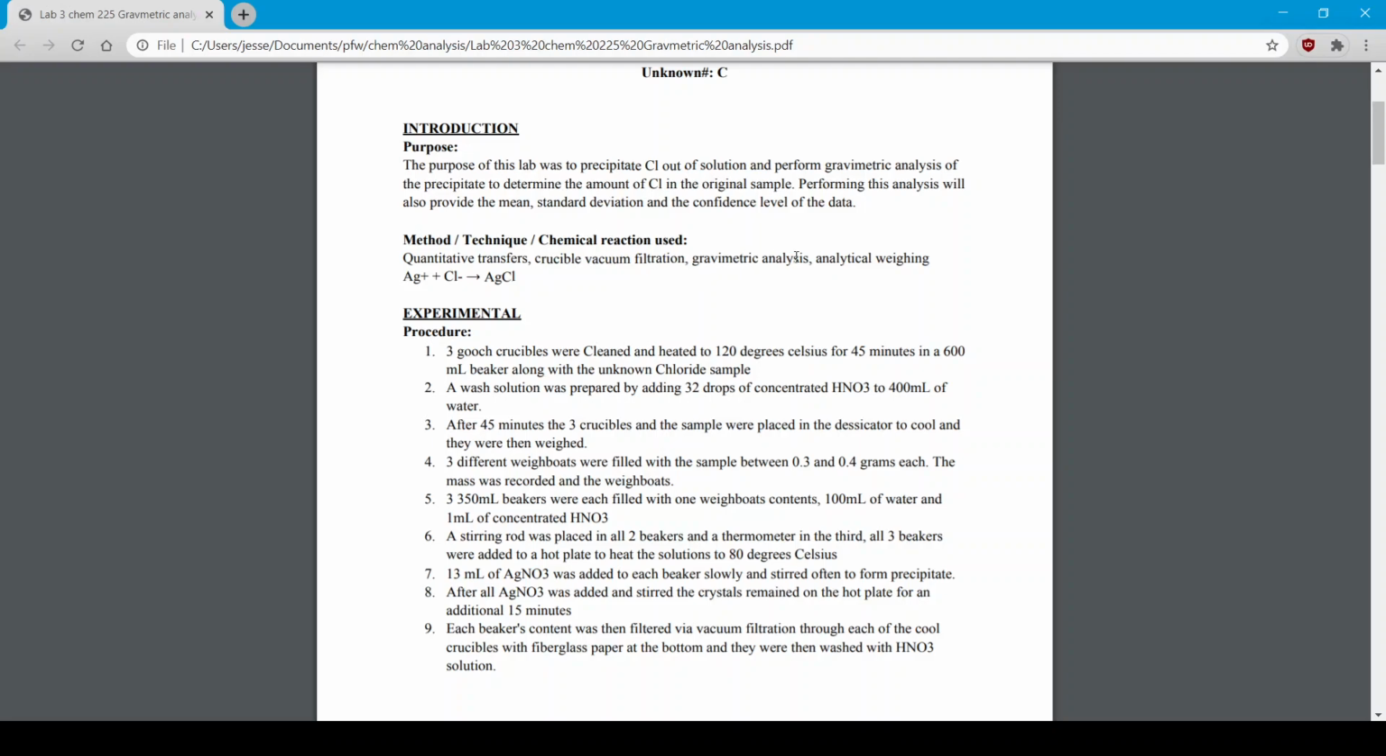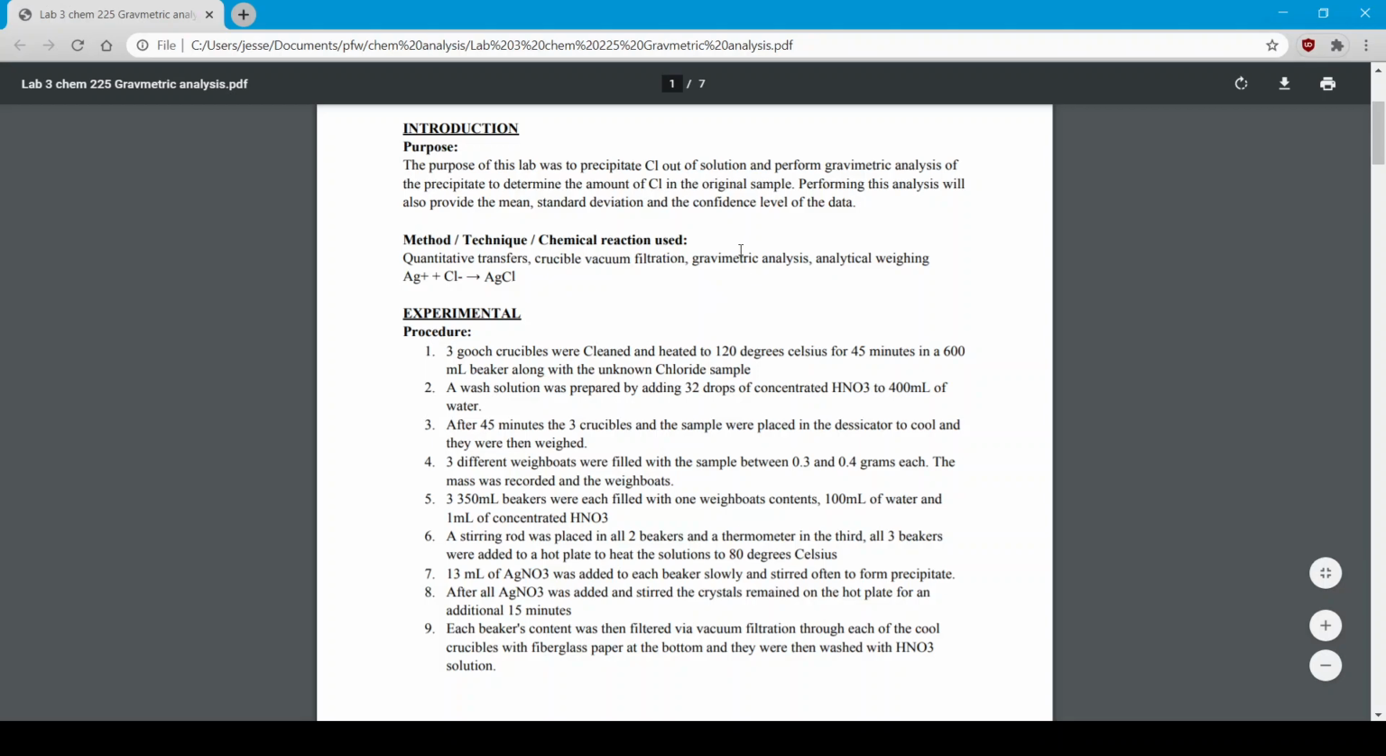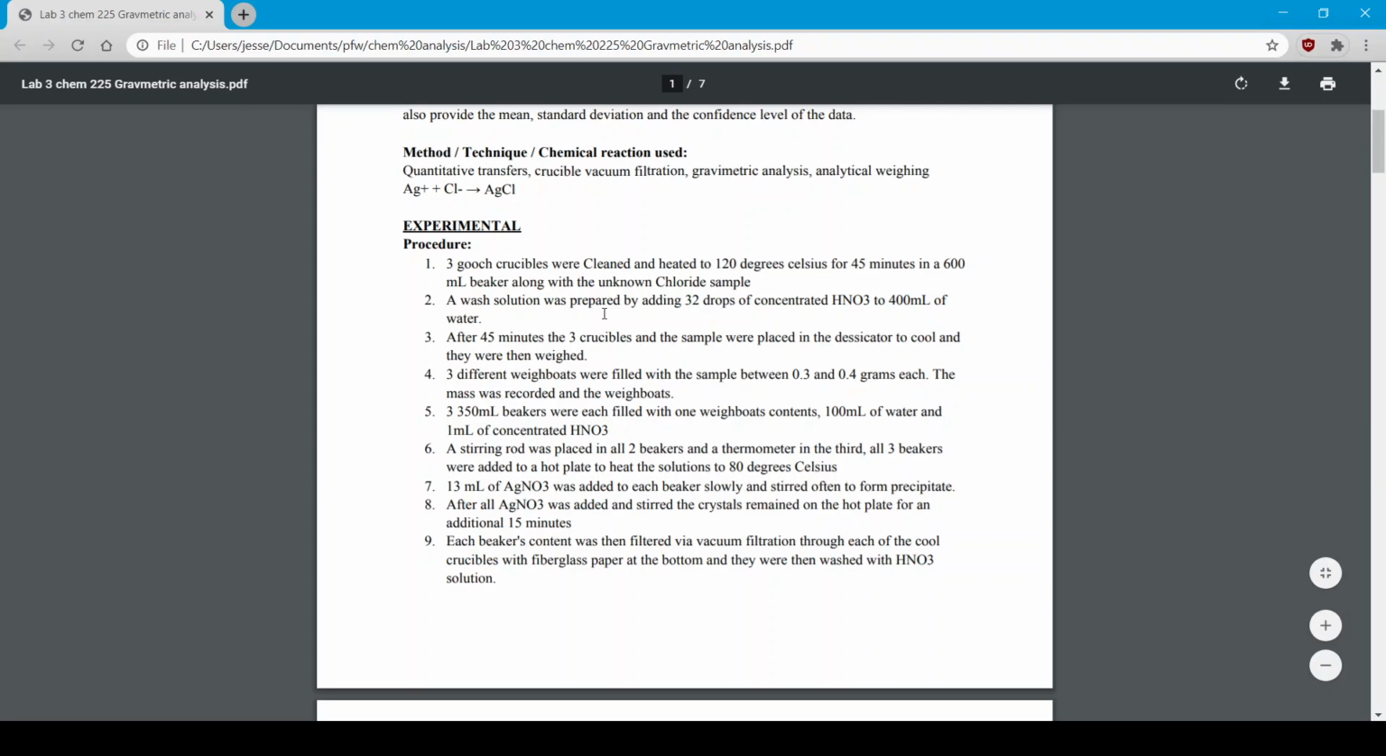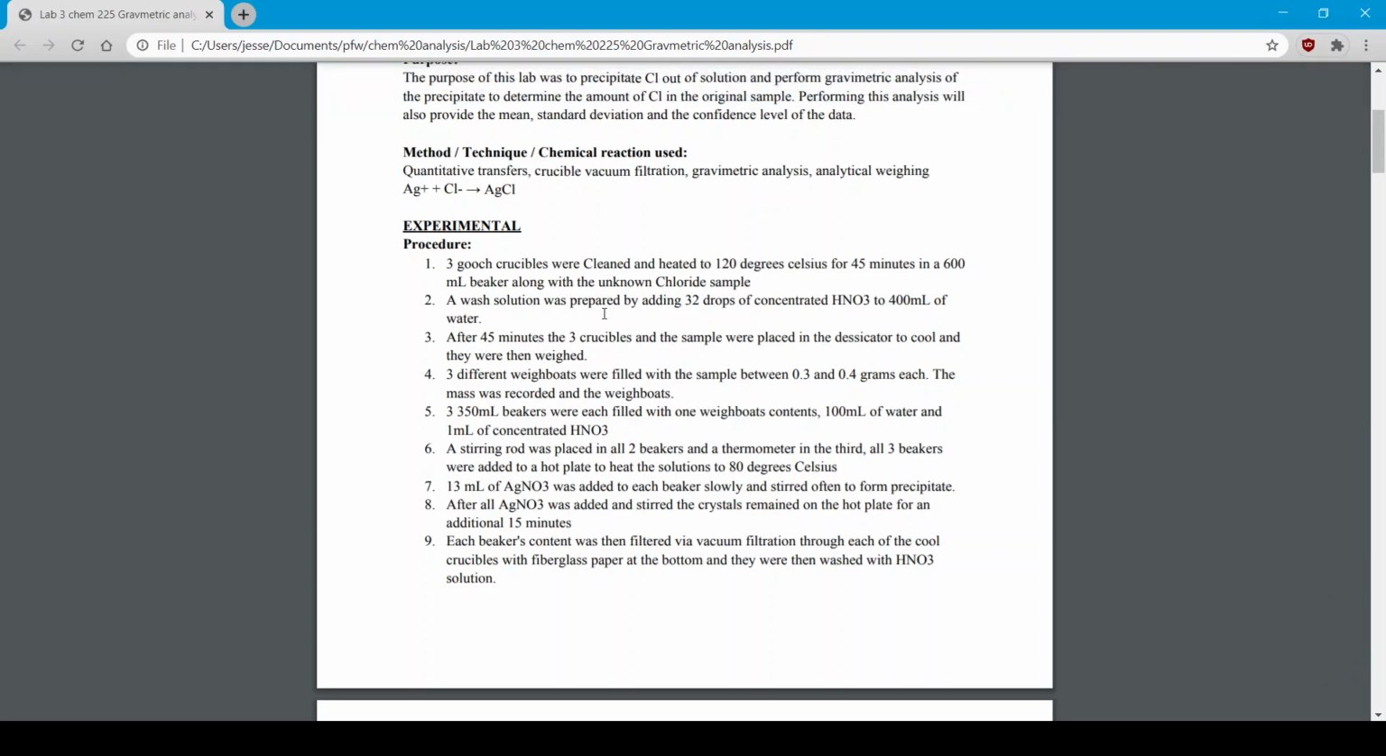And then gravimetric analysis, which I explained in my previous video, and then analytical weighing, which is basically using an analytical balance to determine the mass of your unknown sample before you start the lab, and then the mass of your precipitate, which is AgCl, that you'll be measuring at the end. So after that, you're going to want to move on to the experimental procedure.